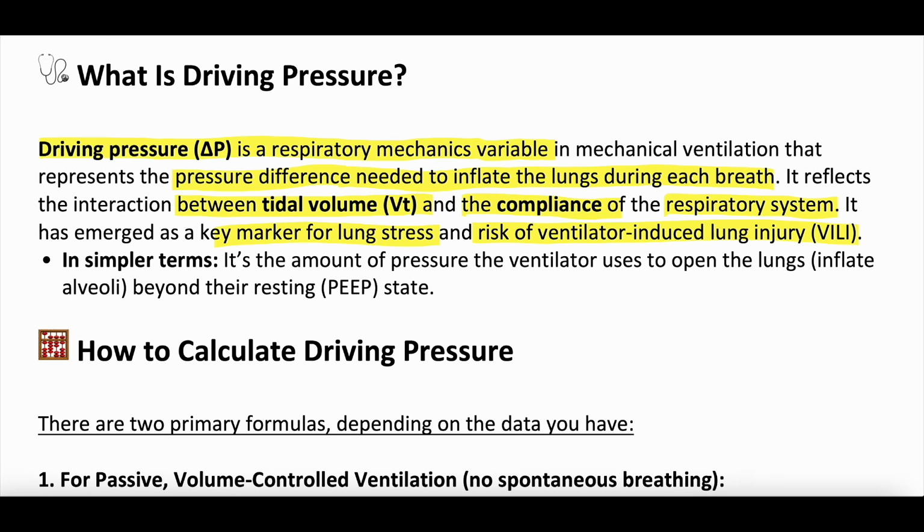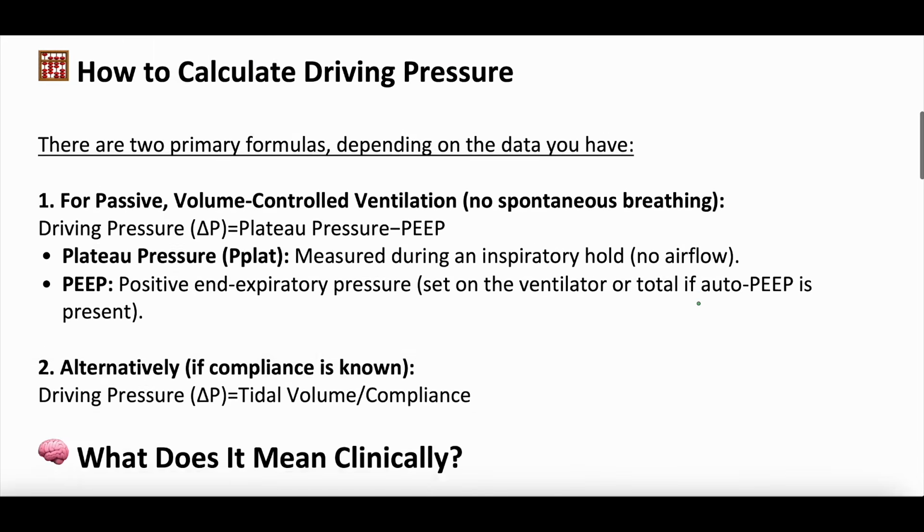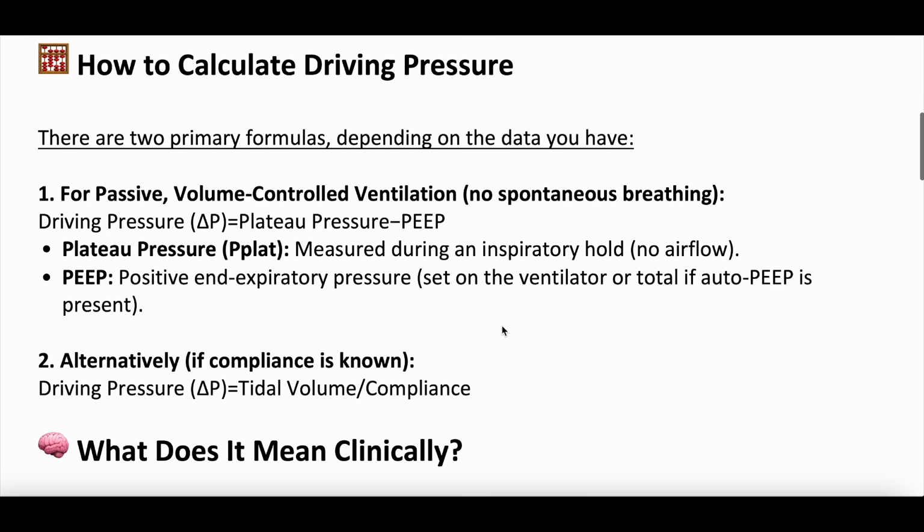If we were to try to bring it down to a lower level, it's the amount of pressure the ventilator uses to quote-unquote open the lungs beyond their resting state. And this definition will make more sense, I think, when we start to talk about the equation for it. We'll loop back around to it. It depends on how your brain works, but sometimes understanding the equation, how to calculate it, then helps us better understand the concept behind it. So, good transition. How to calculate driving pressure.